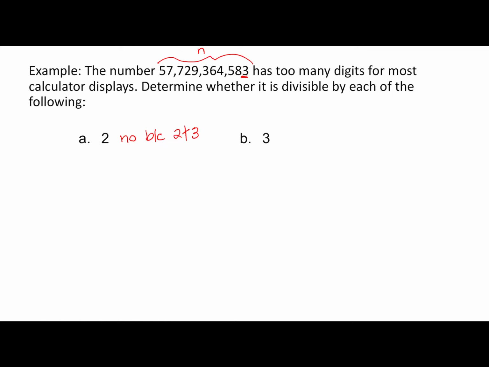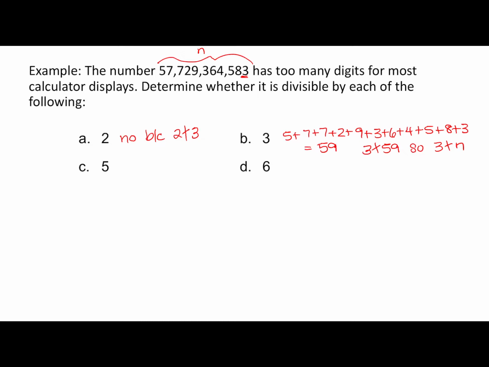Is it divisible by 3? Well, to determine divisibility by 3, I need to add up all of the digits. So I'm going to add up the digits in that number. 5 plus 7, 7, 2, 9, 3, 6, 4, 5, 8, 3. And if I add all those up, I get 59. Does 3 divide 59? You might need to do some scratch work, but what you should find is that 3 does not divide 59. So 3 does not divide n, our big number.